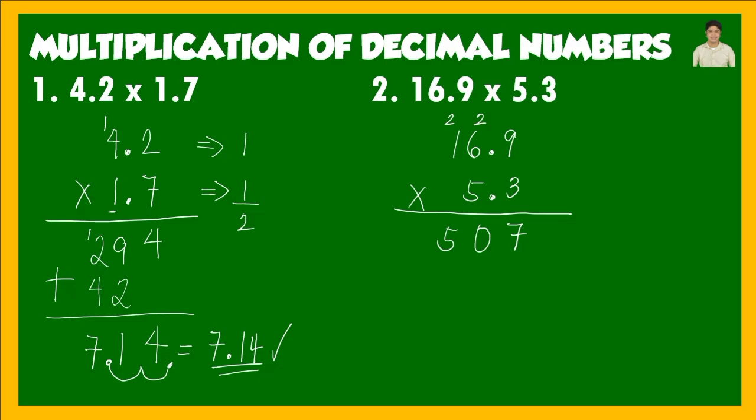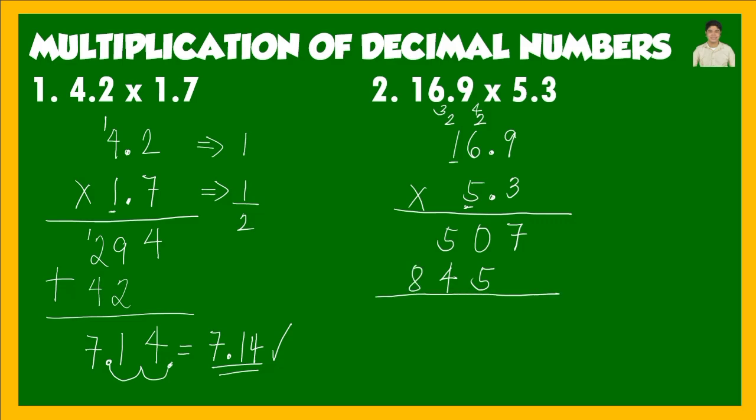And then, dito naman tayo sa 5. So, 5 times 9, we have 45. So, sulat natin 5. And then, i-regroup natin yung 4. Next, 6 times 5, we have 30. And then, yung nire-group natin na 4, that is 34. So, isulat natin 4. And then, carry 3. Last, 5 times 1, we have 5. Plus yung 3, that is 8.